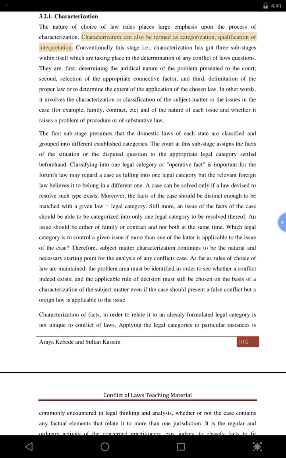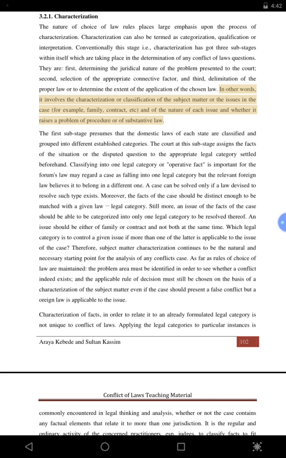Characterization can also be termed as categorization, qualification, or interpretation. Conventionally, this stage, i.e., characterization, has three sub-stages within itself which take place in the determination of any conflict of laws question. They are, first, determining the juridical nature of the problem presented to the court; second, selection of the appropriate connective factor; and third, delimitation of the proper law, or determining the extent of the application of the chosen law.